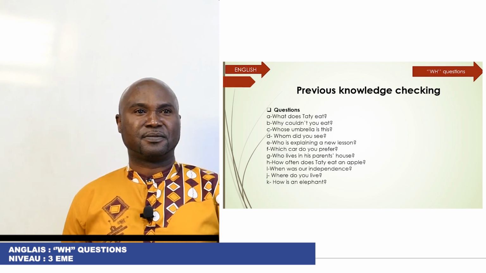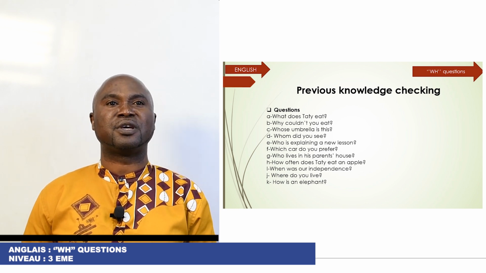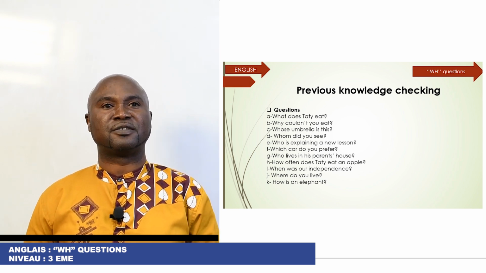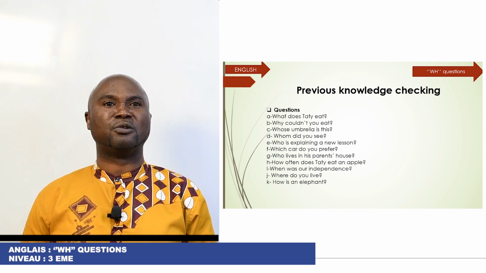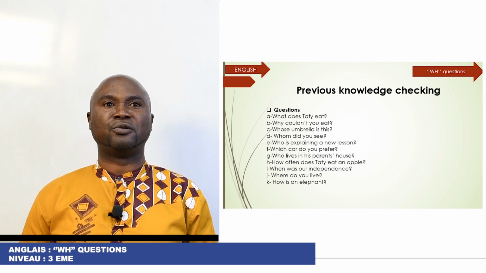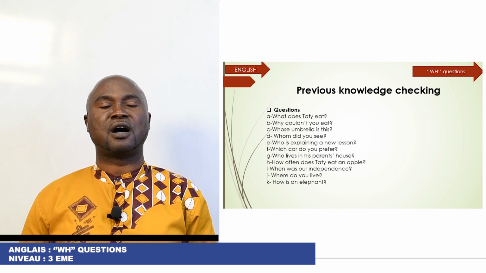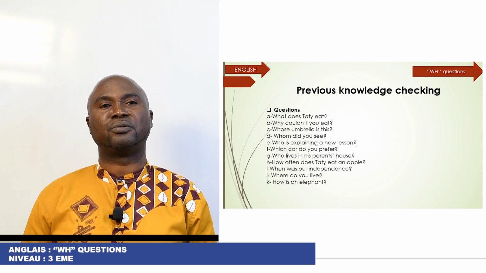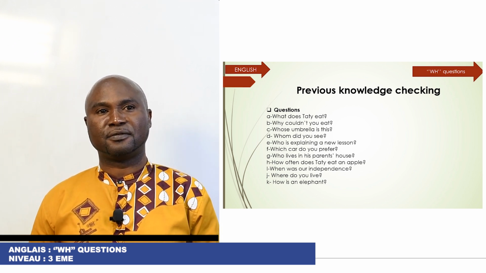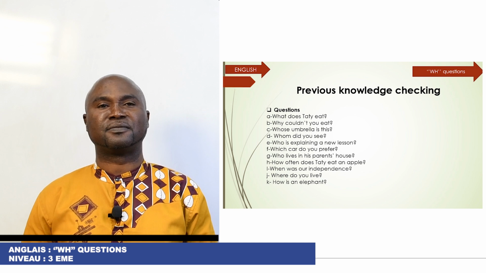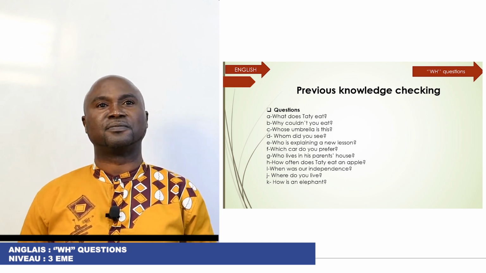Listen to these questions. What does Tati eat? Why couldn't you eat? Whose umbrella is this? Whom did you see? Who is explaining a new lesson? Which car do you prefer? Who lives in his parents' house? How often does Tati eat an apple? When was our independence? Where do you live? How is an elephant?